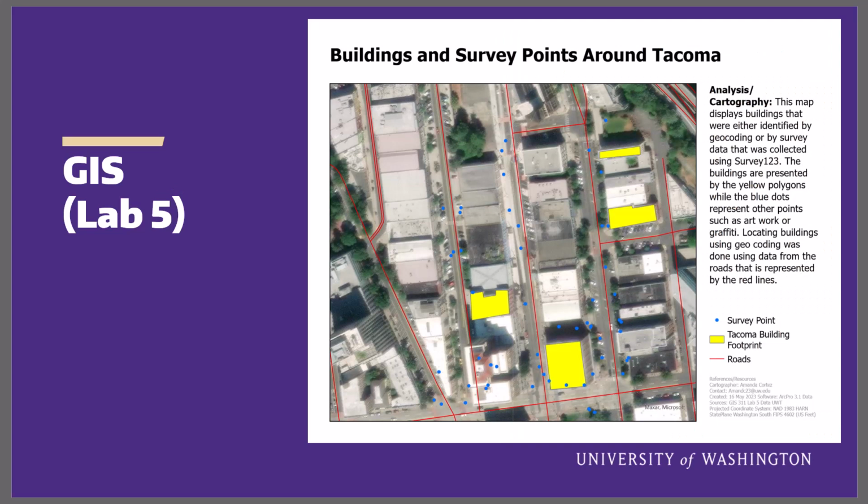Here's a different aspect of Lab 5. These are polygons that were drawn by the student. You will be editing data. There are some blue points, some red lines, vector data as well. There's also the raster below, so that's the pixel version. And then some polygons, again, that you will draw.